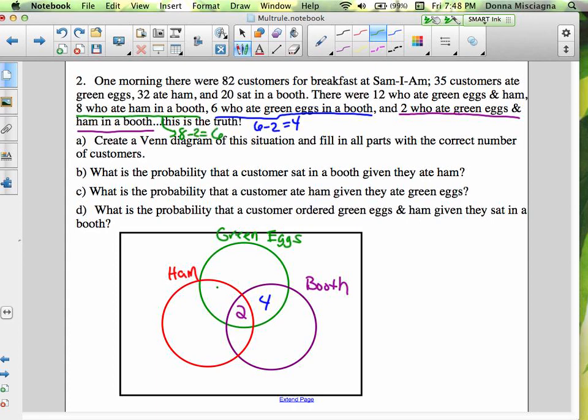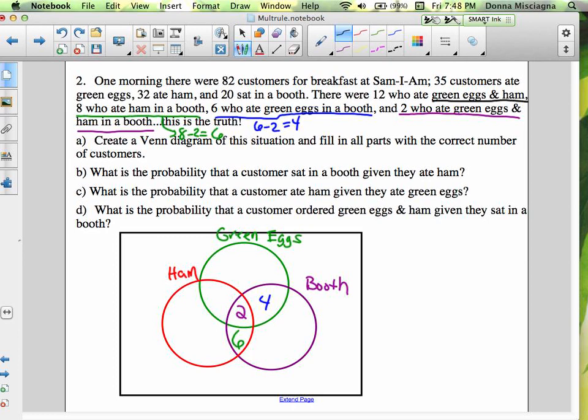We've got only one more intersection to go, and now I'll write in black. So there were 12 who ate green. Oh, I'm sorry, I put that in the wrong spot. Goes there. I'm looking at ham in a booth. If you ate green eggs and ham in a booth, you had to eat ham in a booth. It belongs there. Sorry. Now that we have that in the right spot, we have the last thing, which is green eggs and ham.